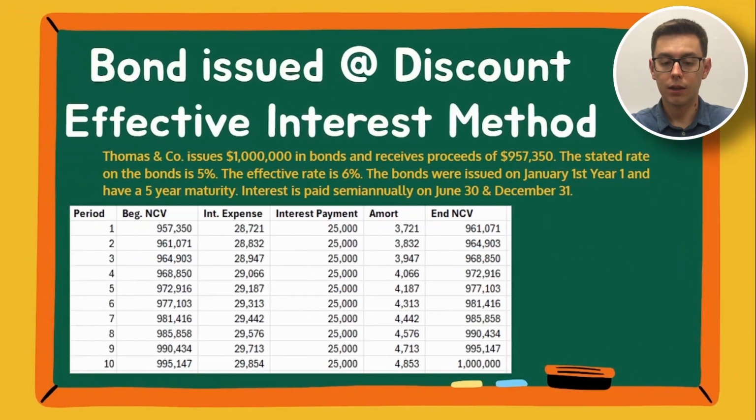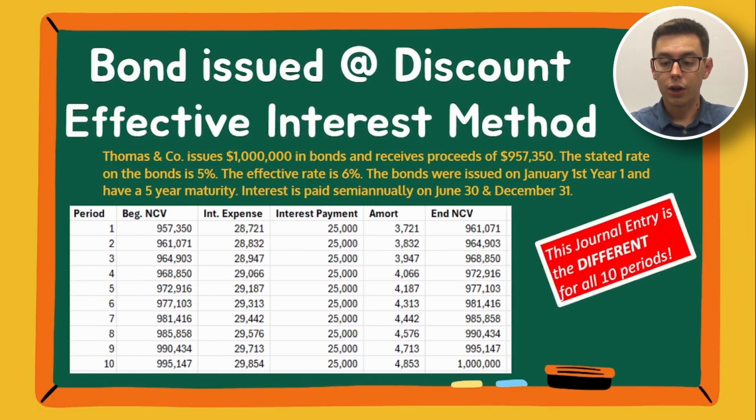Okay, here's our amortization table. Again, note that the journal entry is different for all 10 periods. Under the effective interest rate method for both premiums and discounts, the amount of the journal entry will change. As beginning net carrying value with a discount goes up and gets closer and closer to face value, interest expense will go up each period, and amortization amount will go up as well. The interest payment of $25,000 will stay the same each time.